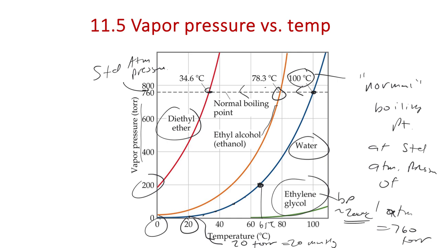So much higher boiling point and really no vapors at all at low temperatures. So ethylene glycol is useful as antifreeze because it doesn't have much of a vapor pressure and has a much higher boiling point. Okay, now one other detail to mention: what if we change atmospheric pressure? We can't really change atmospheric pressure, but what if we change the surrounding pressure?